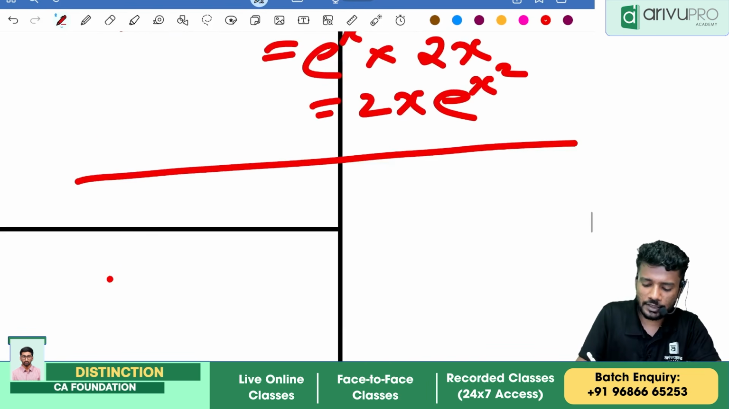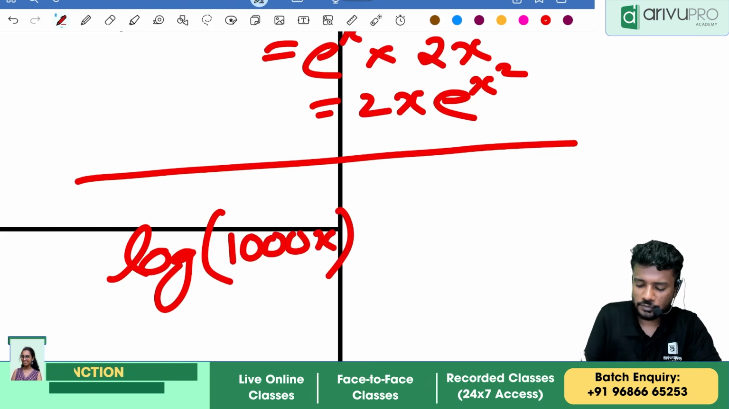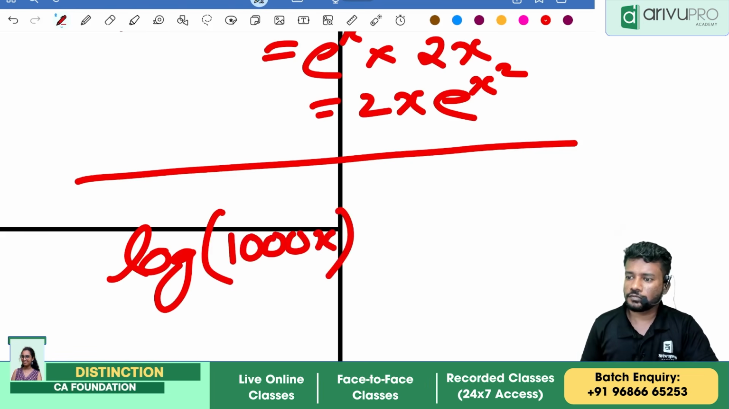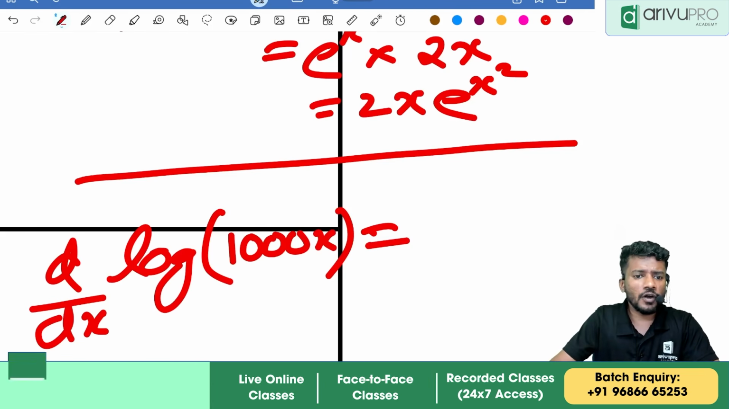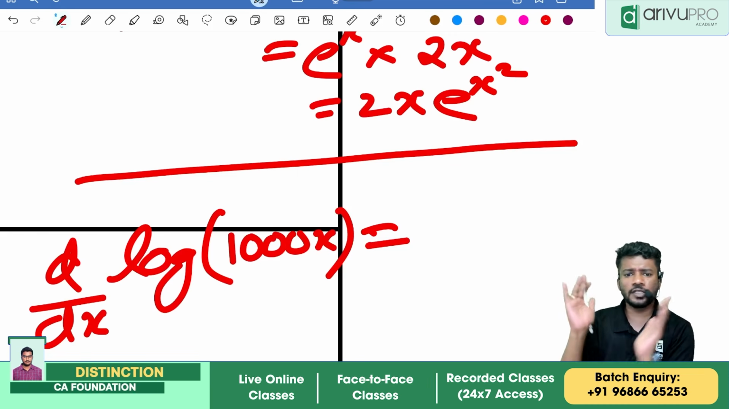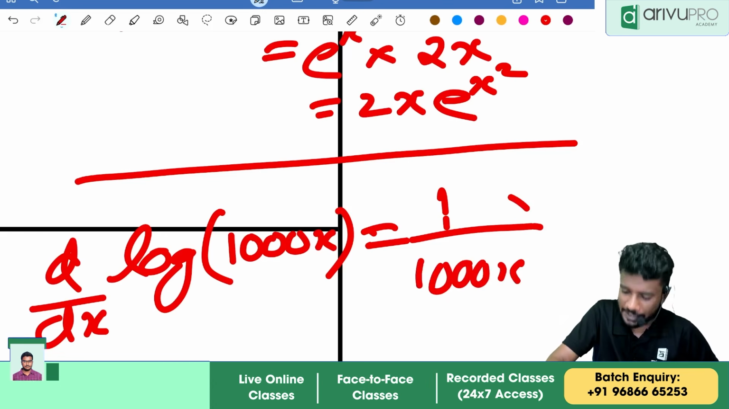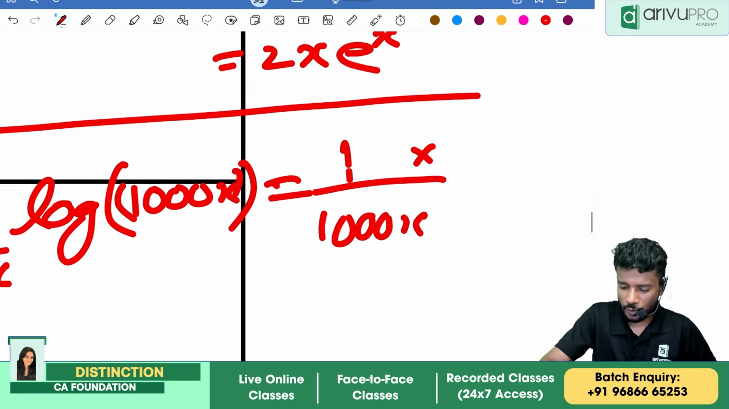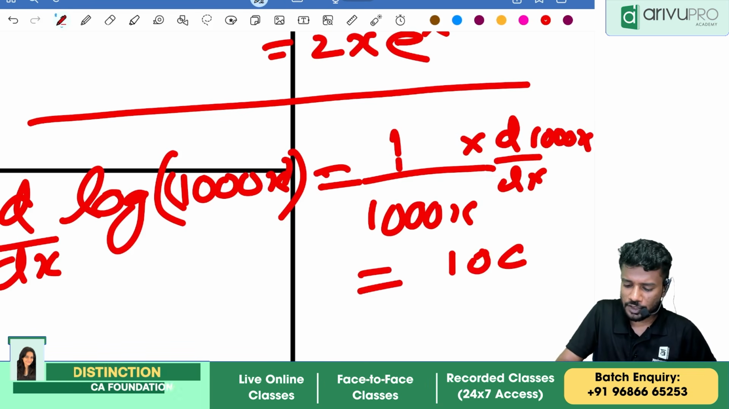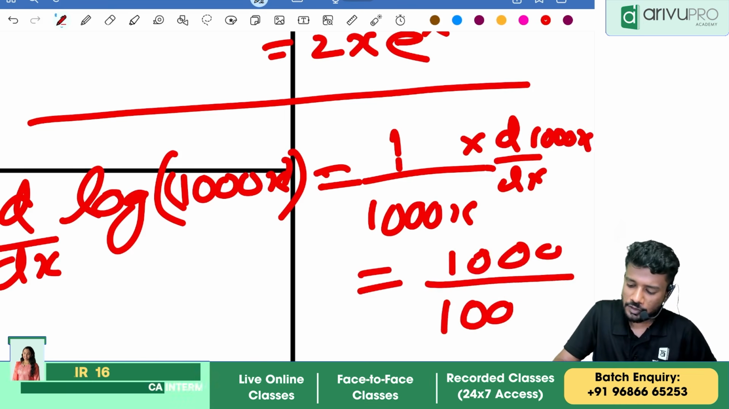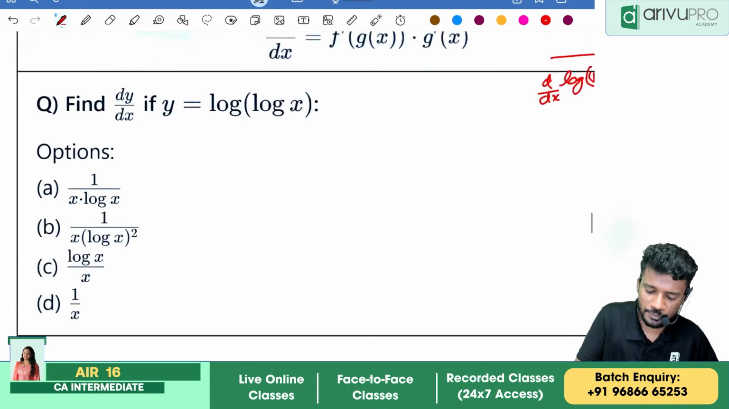Now, what if the question is like this? Log of 1000x. Derivative of log of 1000x. You tell me. What is the derivative of log? It should be 1 divided by whatever is there inside the log. So can I write 1 divided by 1000x? Then into what is the function inside it? 1000x. That means d by dx of 1000x. The answer is how much? 1000 divided by 1000x. What is the answer? 1 by x.